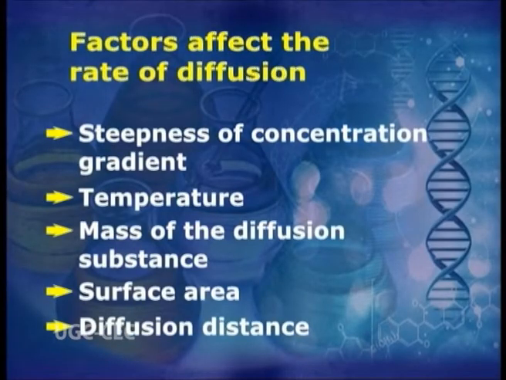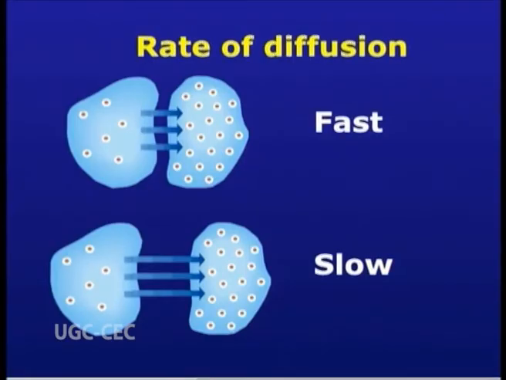Surface area. The rate of diffusion is fast when the surface area available is more. Diffusion distance. Diffusion occurs very fast when the distance through which molecules have to travel is less.